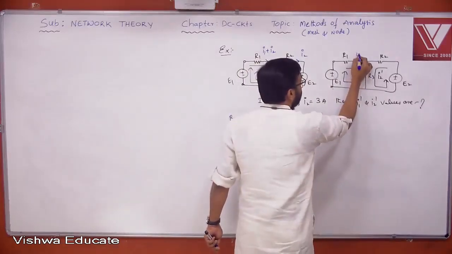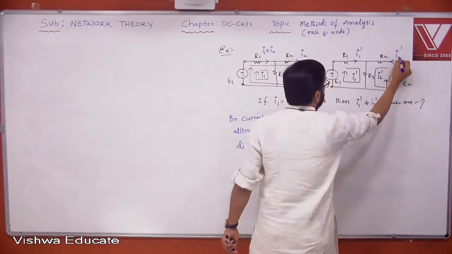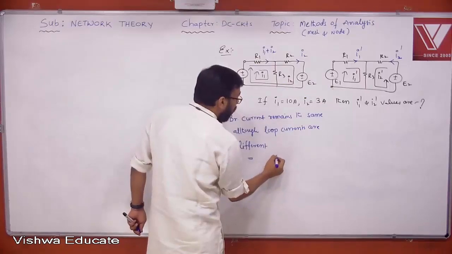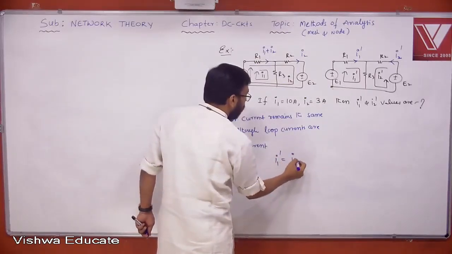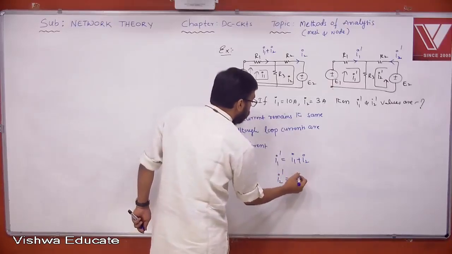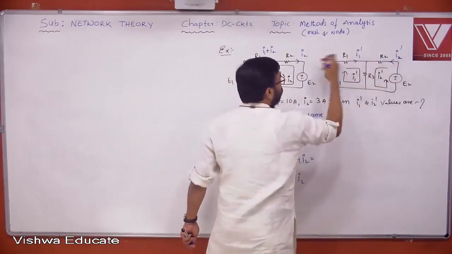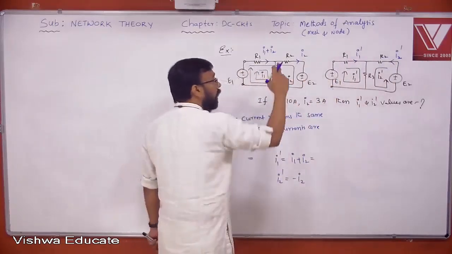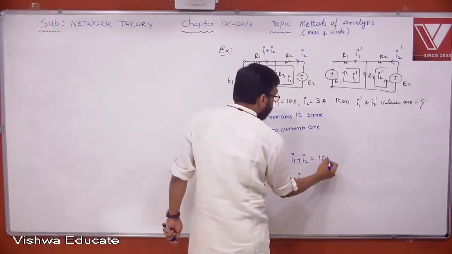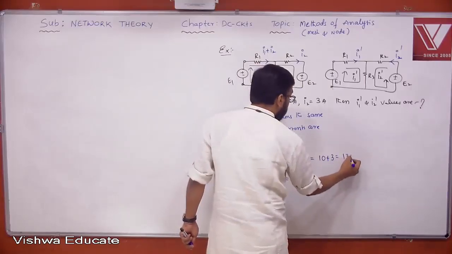Now here the branch current is I1 dash. Here, what is the branch current? I2 dash. Now tell me, I1 dash will be the same as I1 plus I2. I2 dash is equal to minus I2. Why? Because I2 dash is flowing in the opposite direction in R2 to I2. Therefore, I can put minus here. What is I1 plus I2? 10 plus 3, this is 13 ampere.